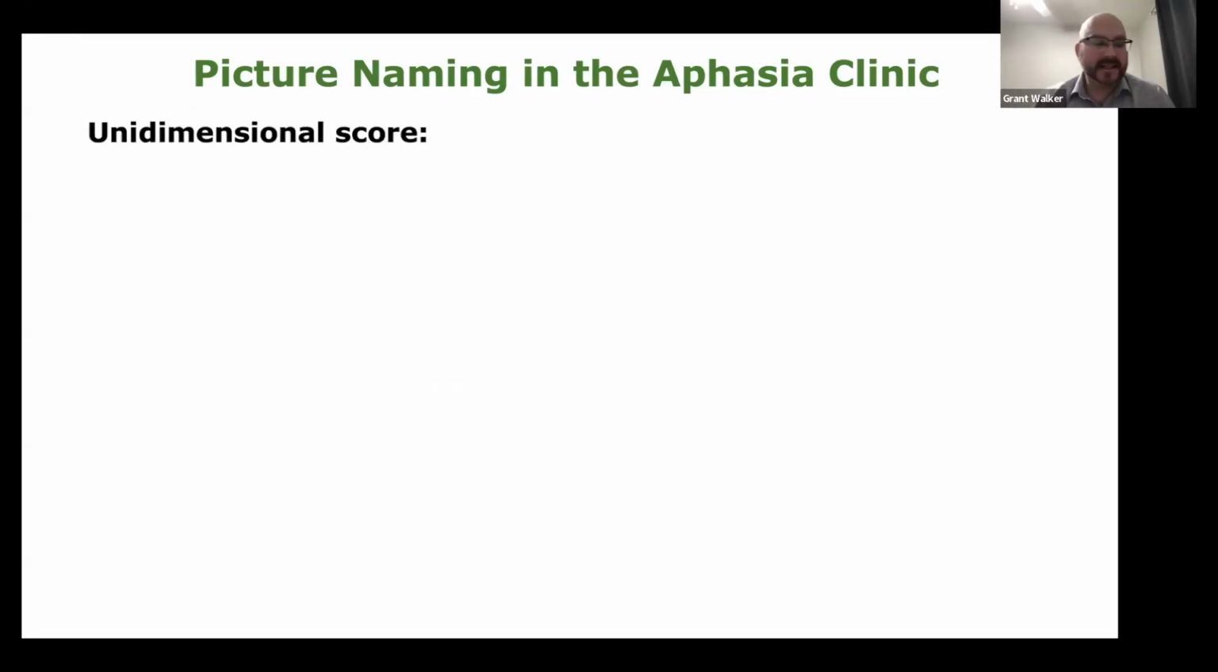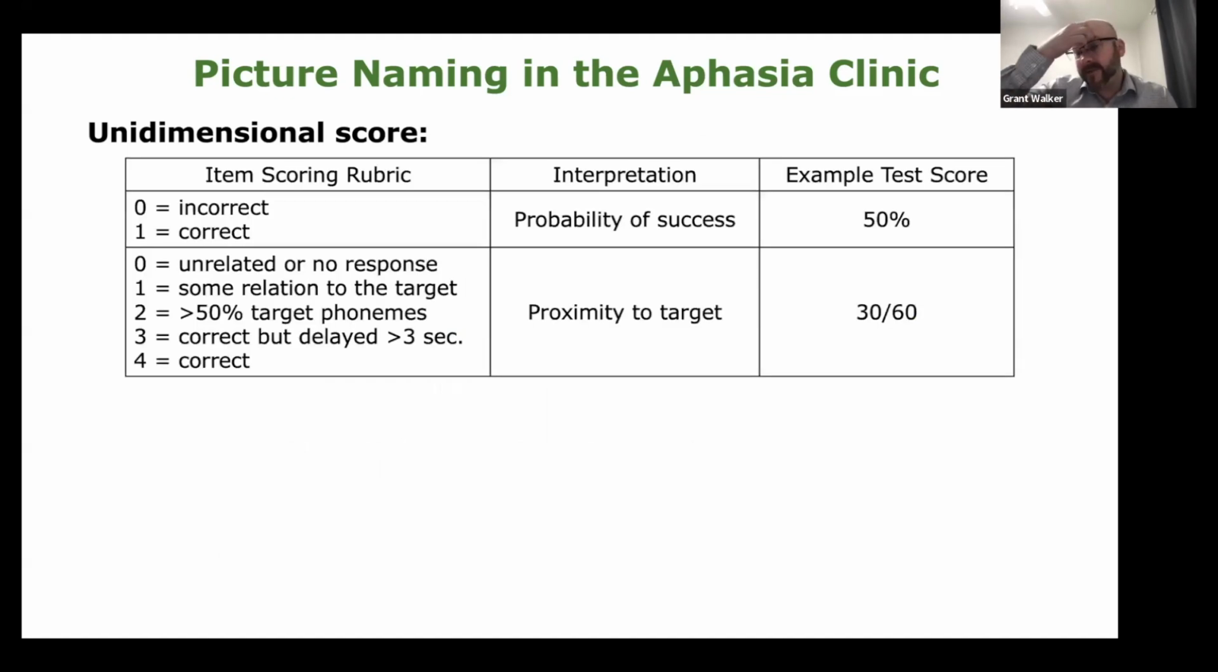So typically in these situations, we're using a unidimensional score. This is a score that goes up or down. This is your typical test score that ranges between 0 and 100, or whatever the range is. There are two types of scoring rubrics that result in this type of score. You can do a simple incorrect or correct for each item. Did they name it or not? Then you add those up and divide by the total number, and that gives you a proportion of how often they got a correct response.